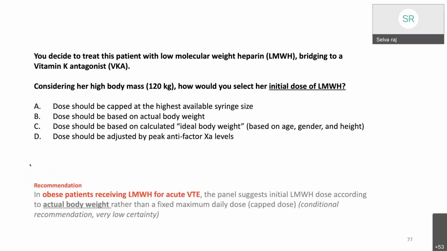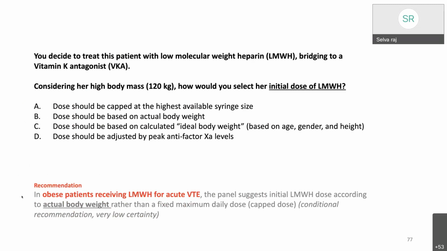You decide to treat this patient with low molecular weight heparin, bridging to a vitamin K antagonist. Consider her body mass 120 kg. How would you select her initial dose of LMWH? Dose should be kept at the highest available syringe size. Dose should be based on the actual body weight. Dose should be based on calculated ideal body weight based on the age, gender, and height. Dose should be adjusted by peak anti-factor 10A levels.